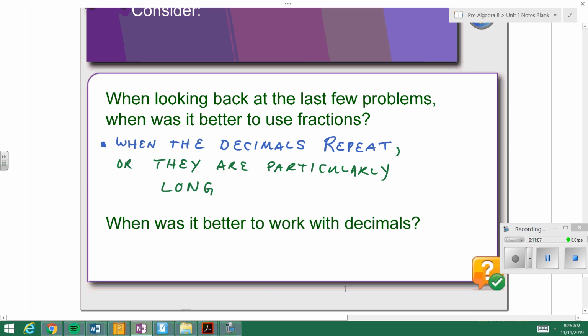When was it better to work with decimals, though? Okay, maybe when dealing with money, you communicate your answers with decimals to the hundredths place, to the nearest cent. Or maybe when common denominators are tough to find.